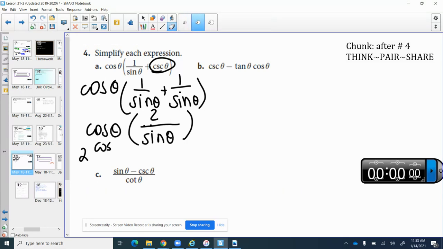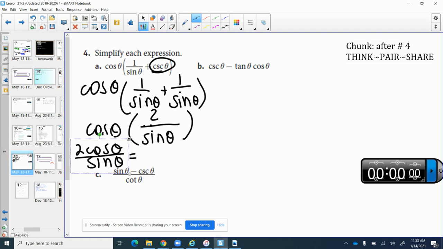Oops, let me write that a little nicer. 2 cosine theta over sine theta. And then cosine over sine can be rewritten as cotangent of theta. So we can have it in one singular expression, since those can be rewritten.